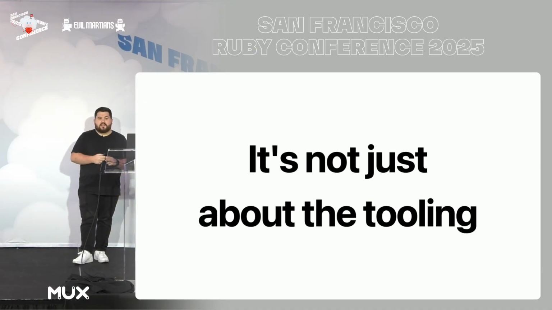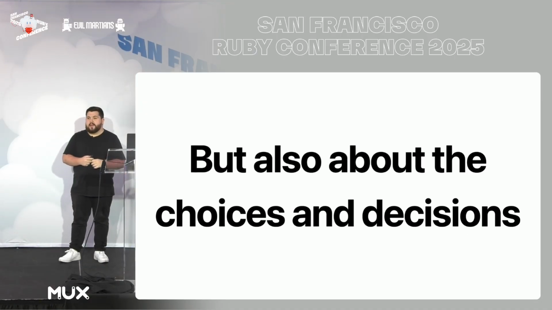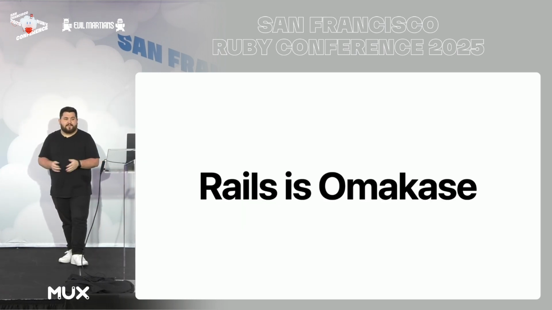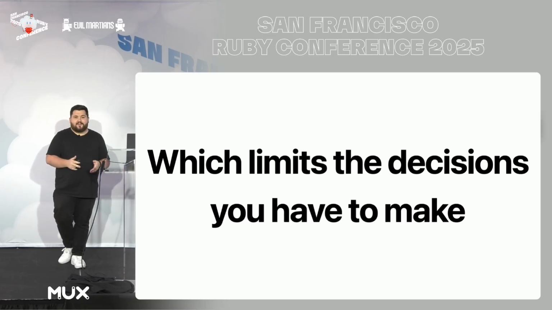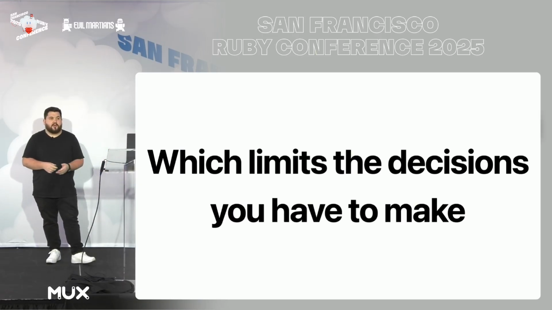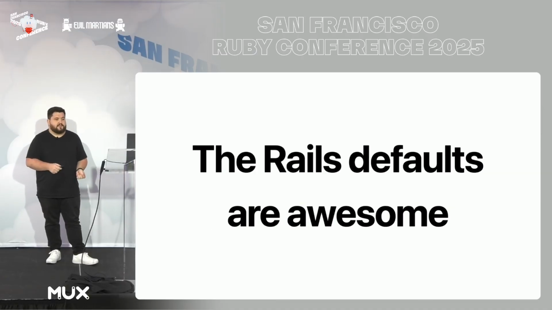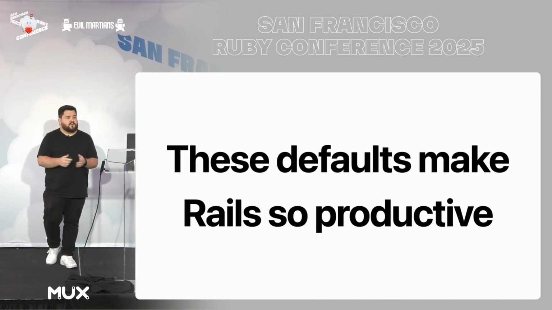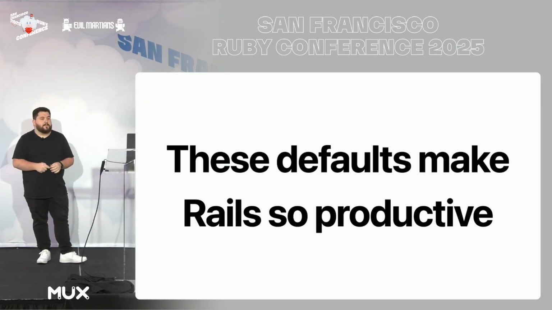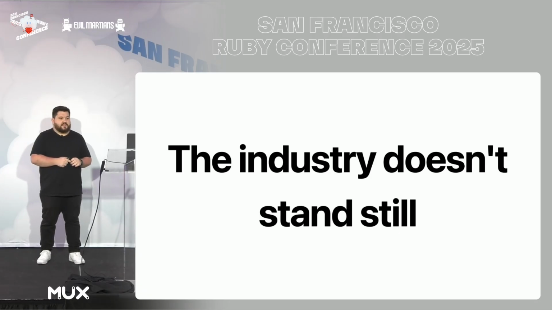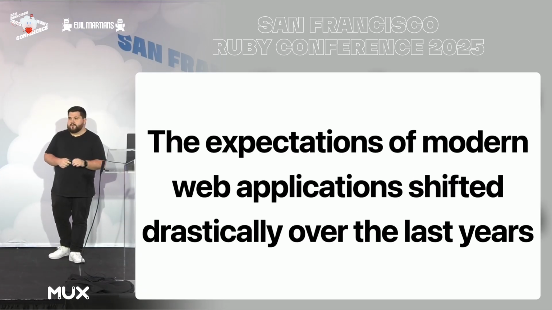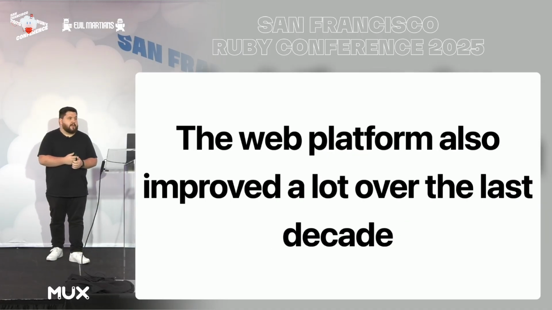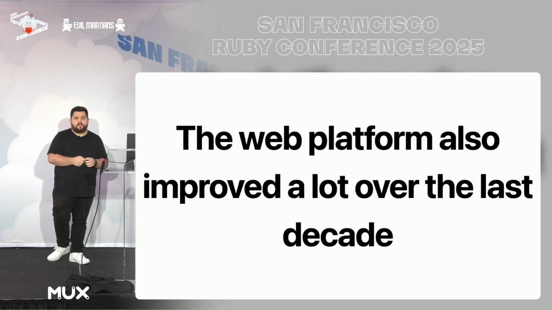And it's not just about the tooling itself, it's also about the decisions and choices you have to make to actually build these apps. Now, Rails is famously omakase, which means you limit the decisions you have to make because it has great defaults. That's what makes it so productive, because you don't have to choose what to use for this, what to use for that. It's just a good set of defaults. But at the same time, the industry doesn't stand still, and the expectation for modern web applications really shifted in the past few years. And the web platform came a long way in that time too.